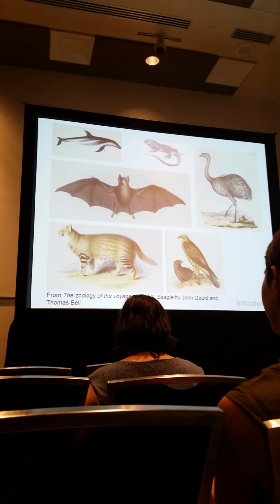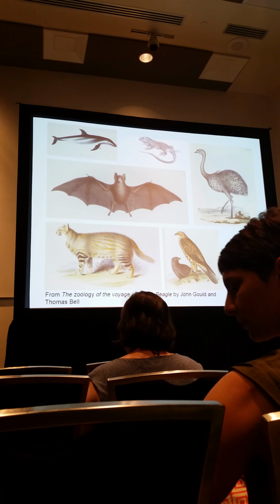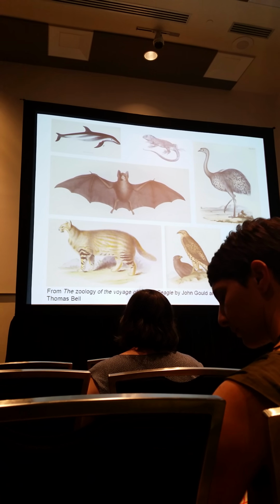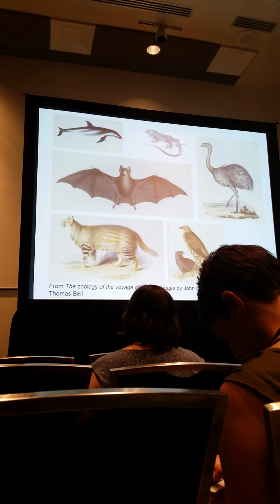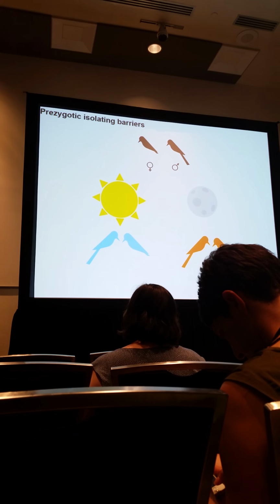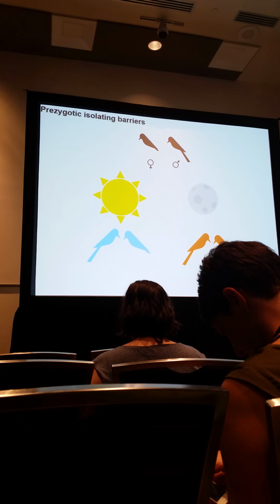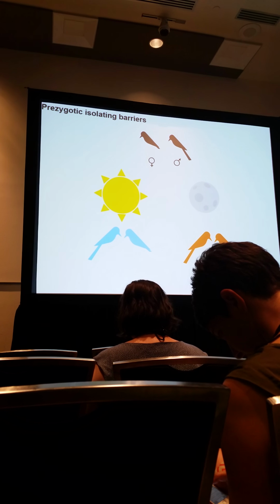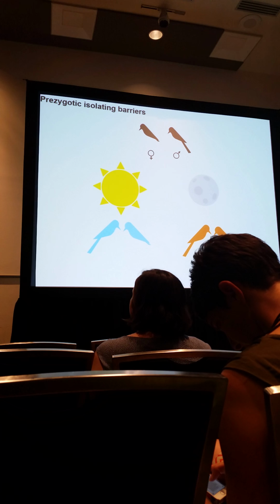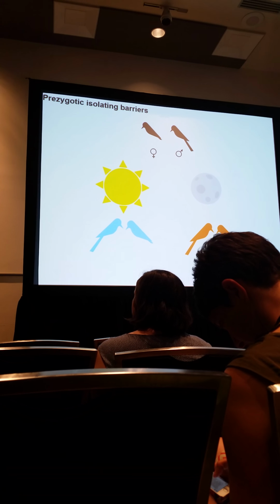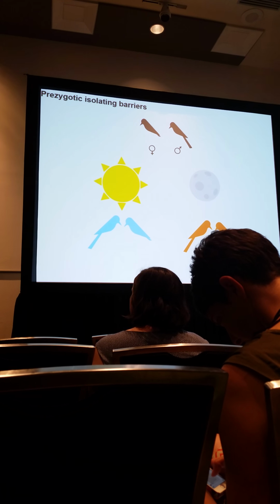By now we know that speciation can be described as a process by which you get reproductive isolation. And reproductive isolation happens because of isolating barriers. One can group isolating barriers into two broad categories. In the first category, prezygotic ones, you have different mechanisms by which mating doesn't happen, and thus you don't get zygotes.